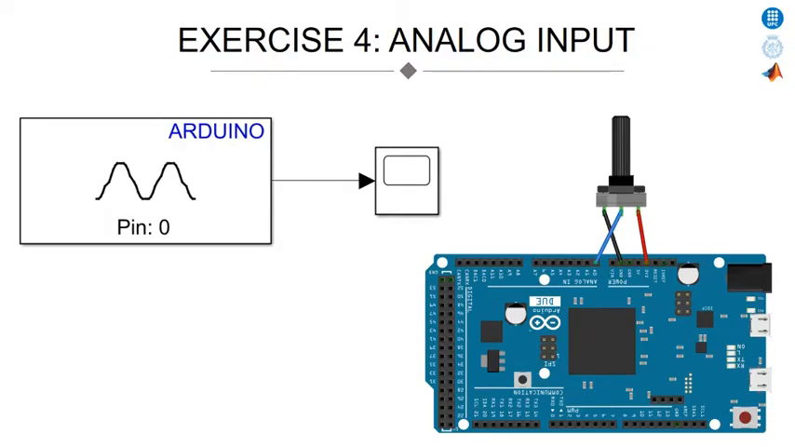Finally, it is desired to obtain an analog signal on the scope of Simulink. For this, a potentiometer has been used and the following block diagram has been designed.